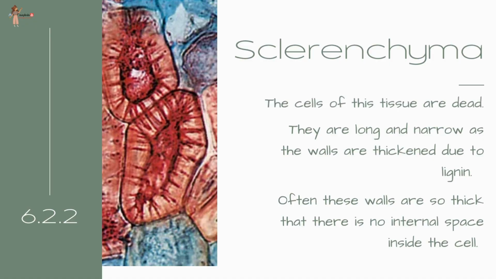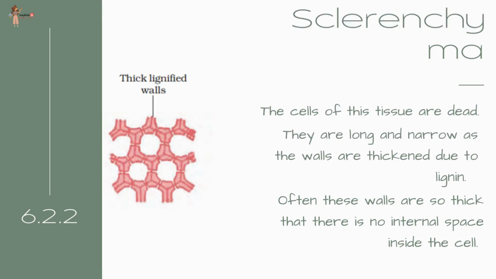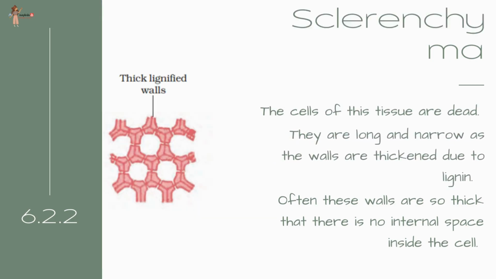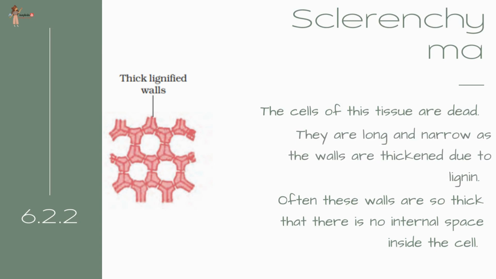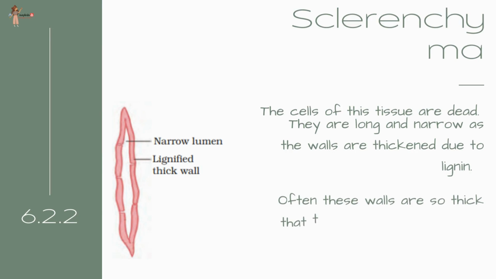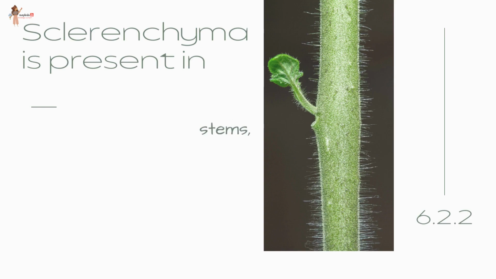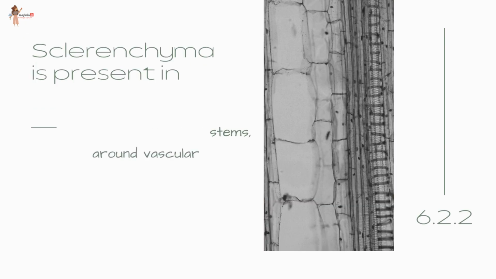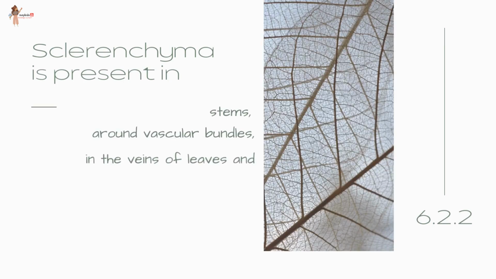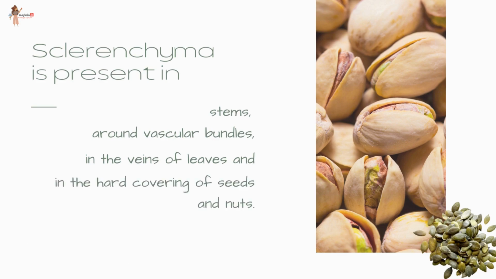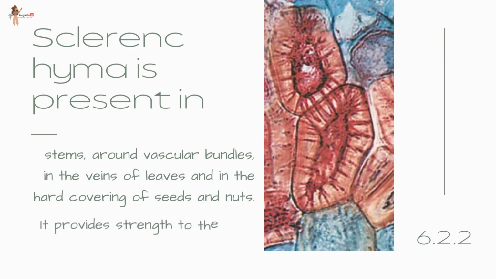The cells of this tissue are dead. They are long and narrow as the walls are thickened due to lignin. Often these walls are so thick that there is no internal space inside the cell. This tissue is present in stems, around vascular bundles, in the veins of leaves, and in the hard covering of seeds and nuts. It provides strength to the plant parts.